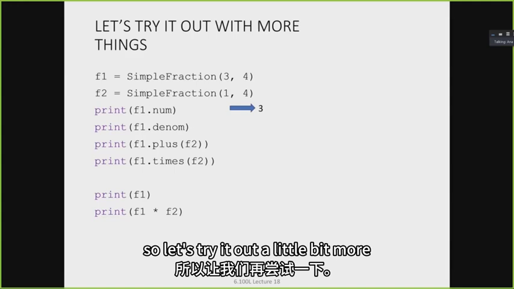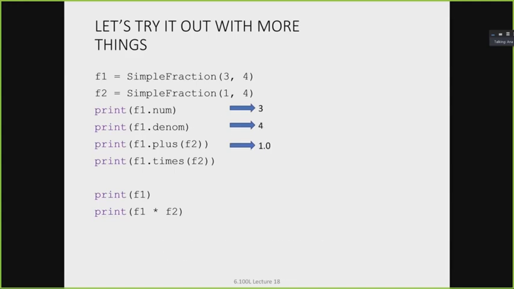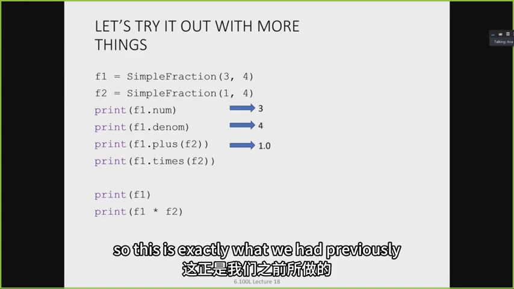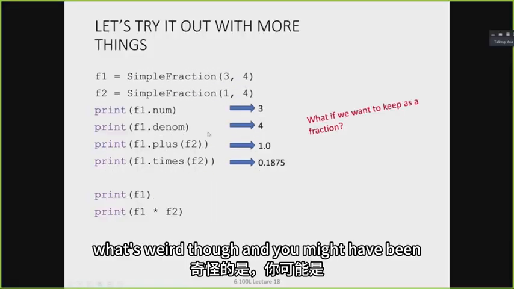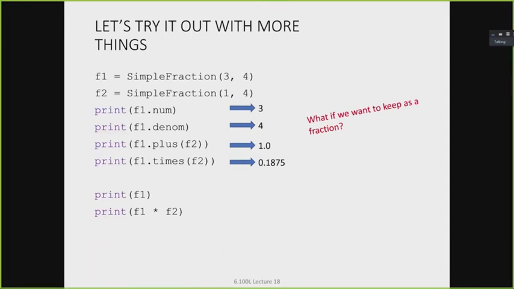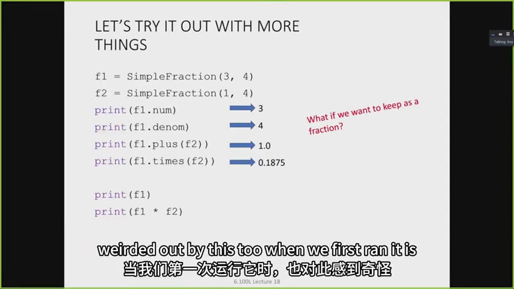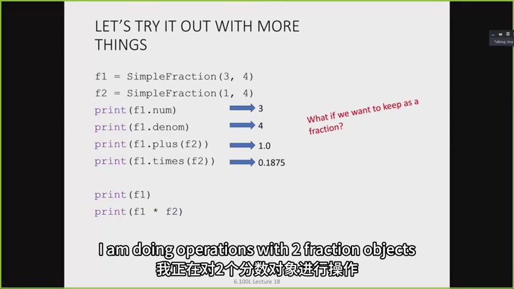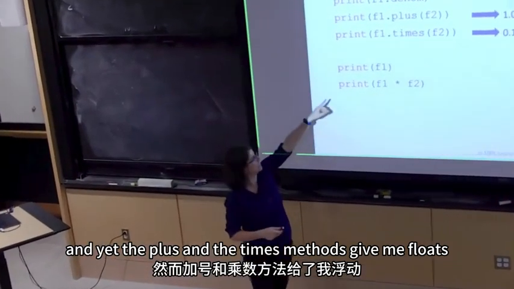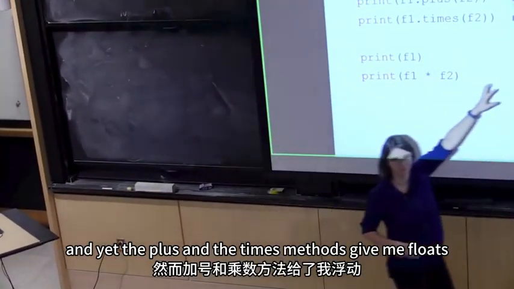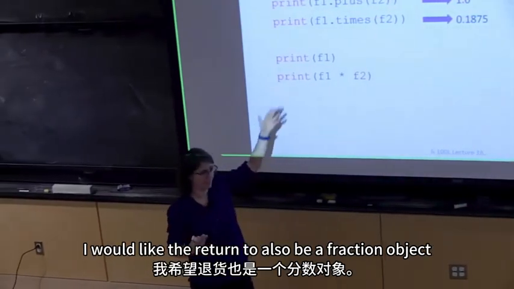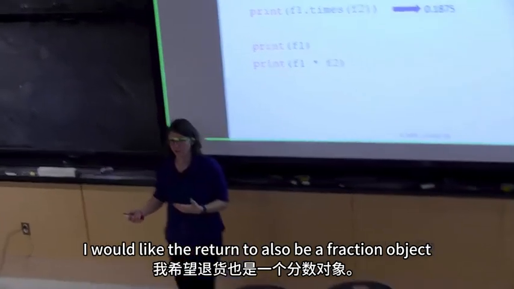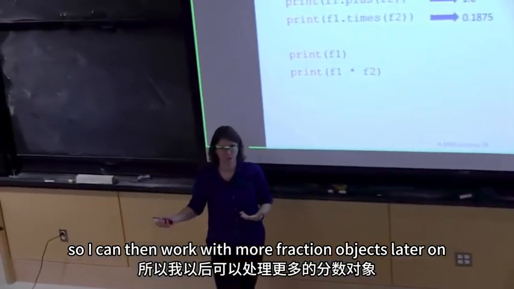So let's try it out a little bit more. Here I've got these two additions, right? This is exactly what we had previously, the exact same code. What's weird, though, and you might have been weirded out by this too when we first ran it, is I am doing operations with two fraction objects, and yet the plus and the times methods give me floats, which is a little weird, right? Ideally, if we're working with fraction objects, I would like the return to also be a fraction object so I can then work with more fraction objects later on.